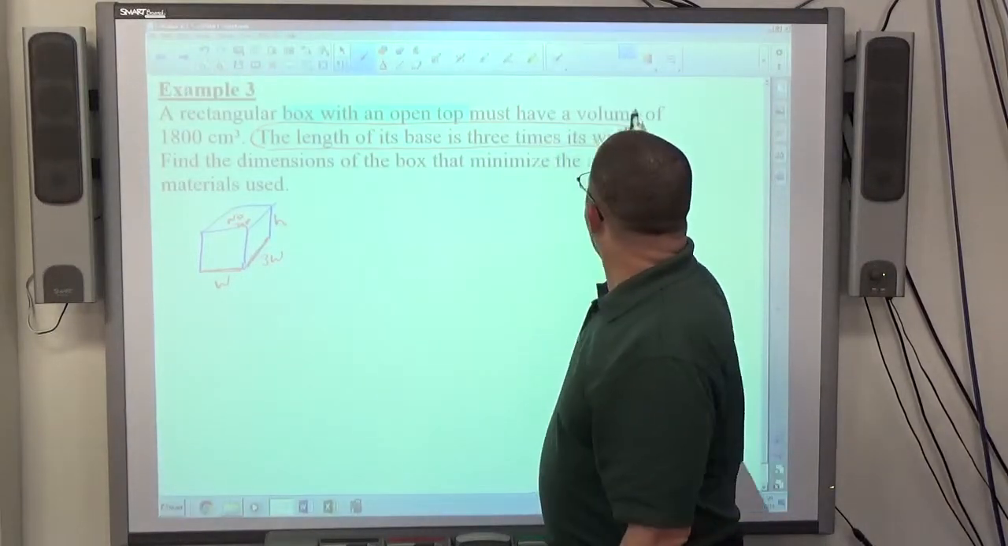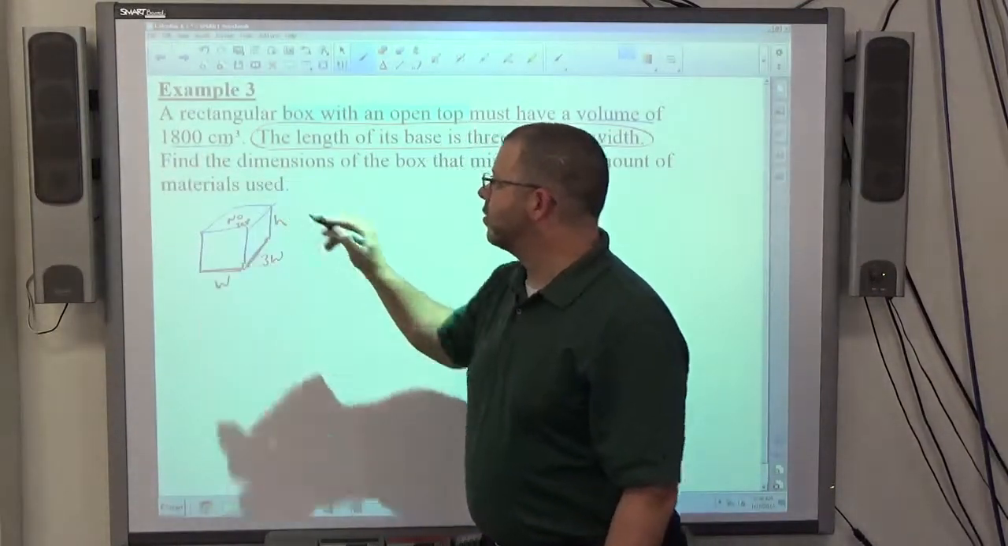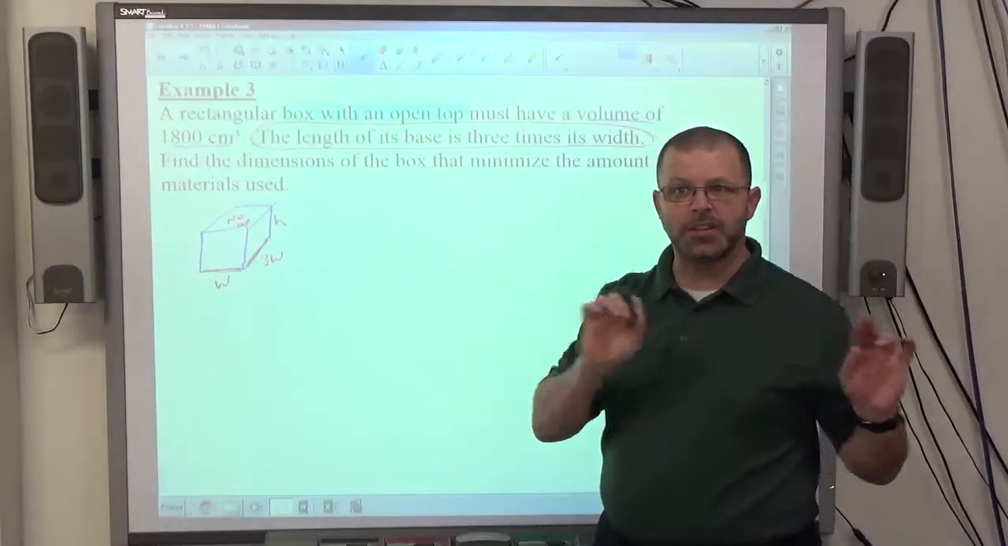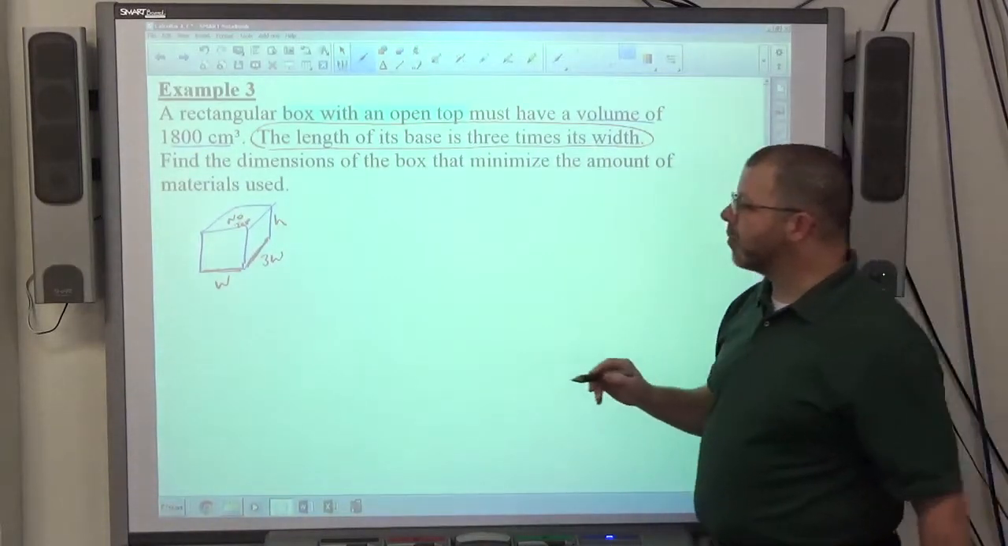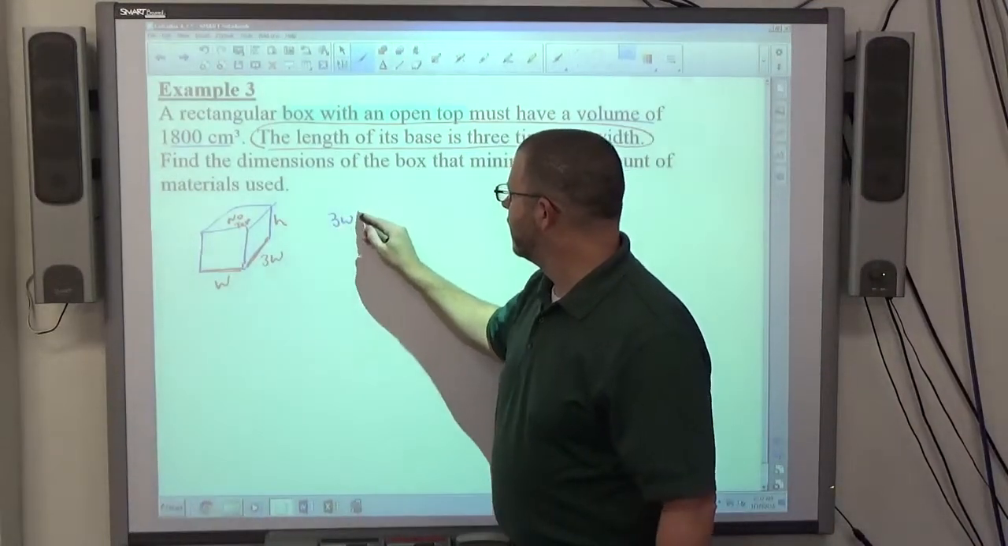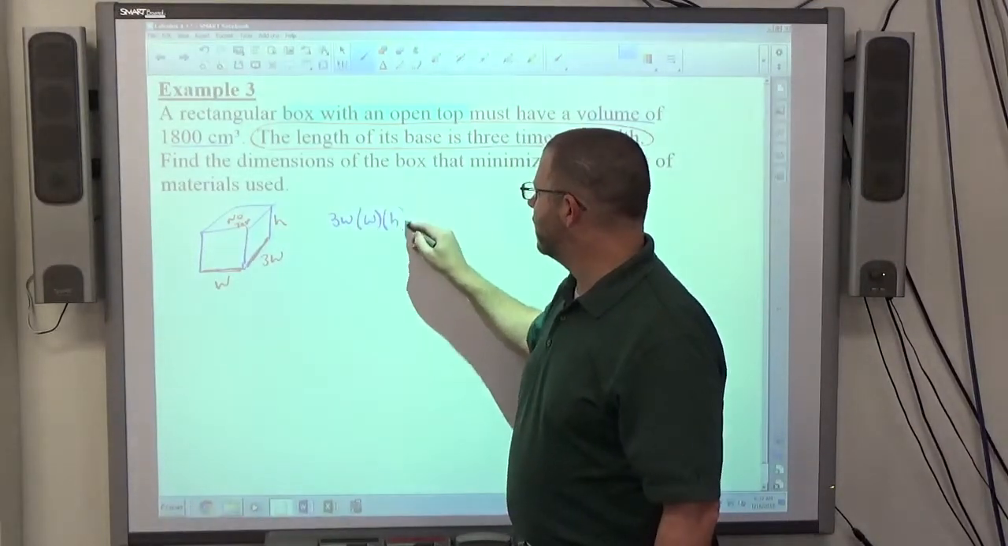So volume is 1,800 cubic centimeters. Okay, that is a set in stone thing, right? The volume of this box has to be that. And I know volume is length times width times height is equal to the volume.